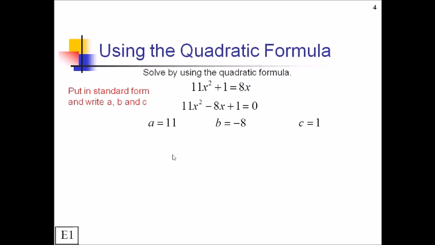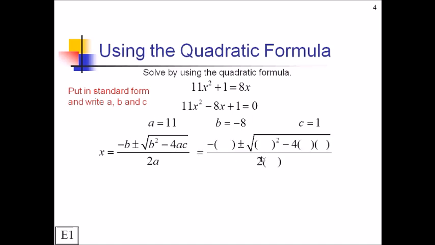So here's our quadratic formula again. And now I'm going to plug in whatever I can for a, b, and c. So first thing, I've got a negative out here in front of the b. A lot of people forget that, so don't you forget it. So this will be negative 8. Inside I've got negative 8 squared. And then we've got 4 times 11 times the c value of 1, all over 2 times the a value of 11.